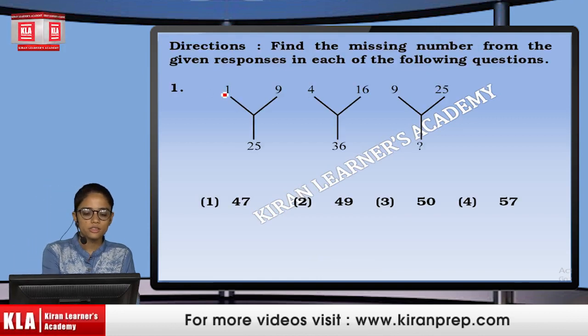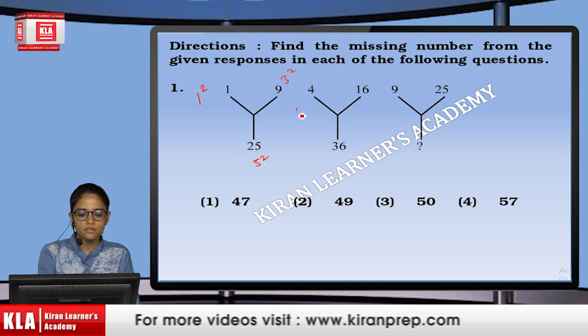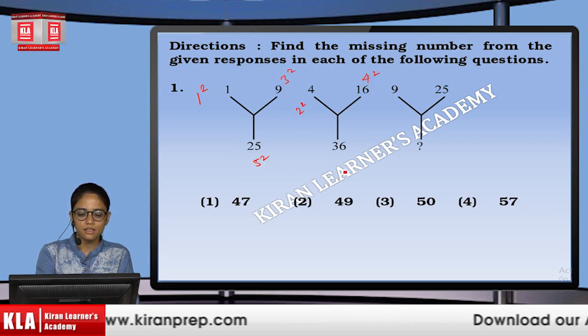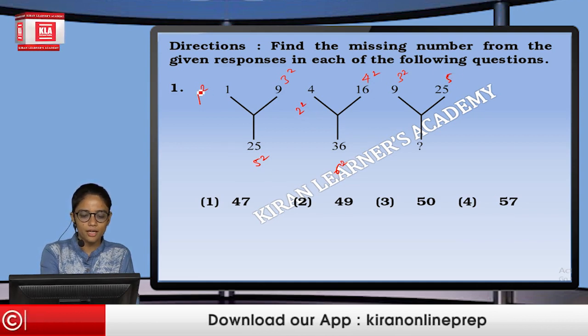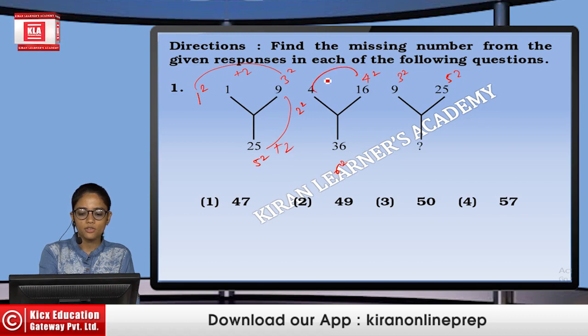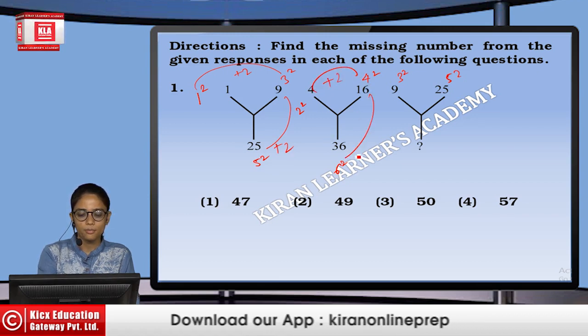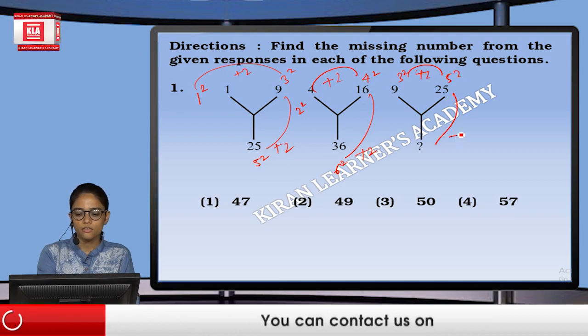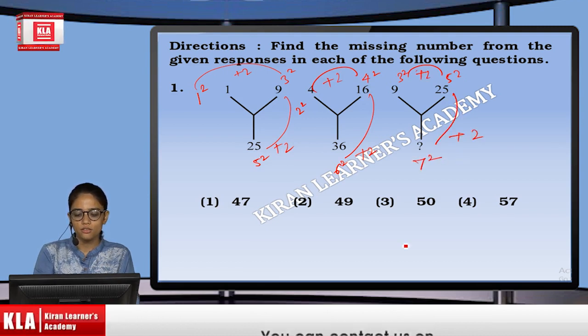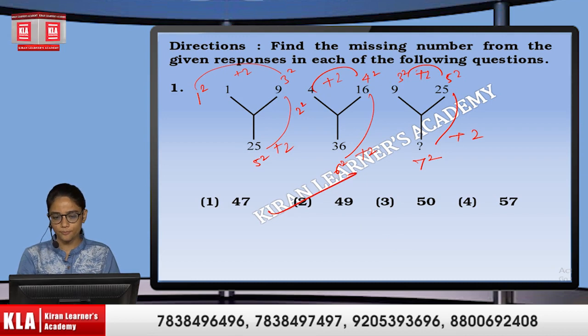First question: if we look, this is 1 square, 3 square, 5 square. This is 2 square, 4 square, 6 square. This is 3 square, 5 square. So see the pattern, this is plus 2, plus 2. Similarly over here also plus 2, plus 2. There also plus 2. Here if we go with plus 2, that gives you 7 square, that means 49.